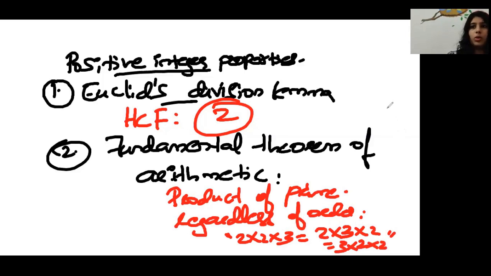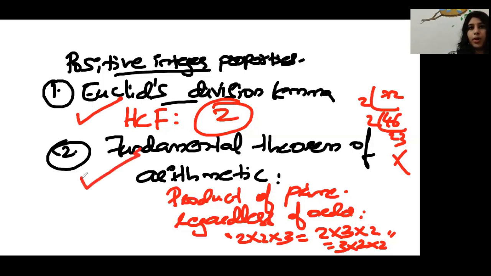You all know how to factor any number. If 72 is there, 2, 36, like this, you know how to go on. So 2 into 2 into 2 into 3 into 3, you can also represent in any other order. Without the order, you can represent. So this deals with Euclid's division lemma, and the second is the fundamental theorem of arithmetic, coming under the positive integer category. First, we will study Euclid's division lemma.